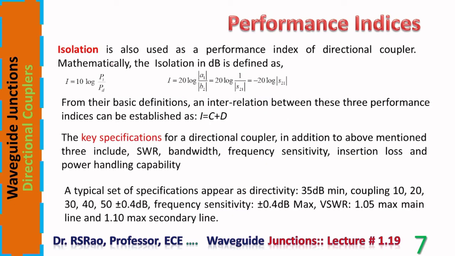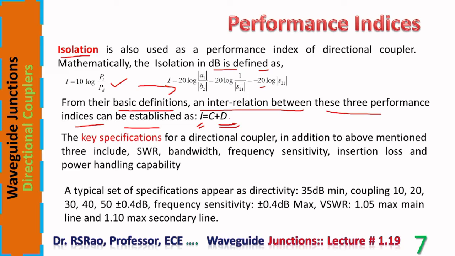Another performance indicating parameter is isolation. Mathematically, isolation in dB is defined as 10 log Pi by PD. It can be expressed in terms of scattering parameters as minus 20 log |S21|. From their basic definitions, an interrelation between these three performance indices can be established as I is equal to C plus D.